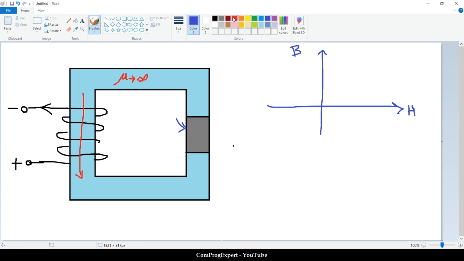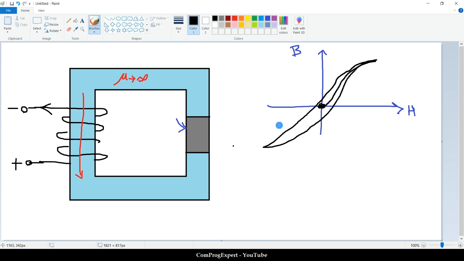Let's start from this point. When we increase the value of the current, right, we will move along this direction, and when we reduce the amount of the current, this is the return path, right, and so on. This is the hysteresis loop of a soft iron material, and the area of the hysteresis loop is low.